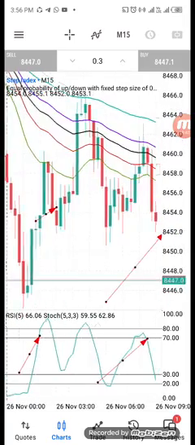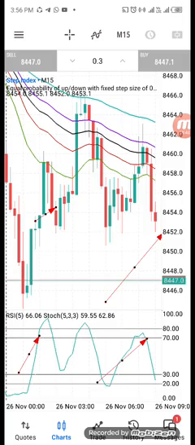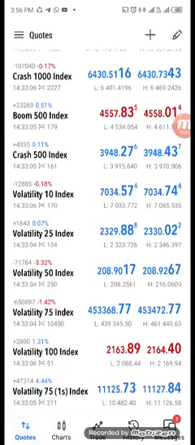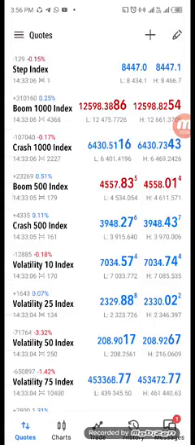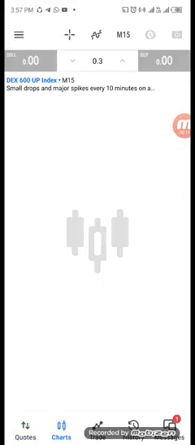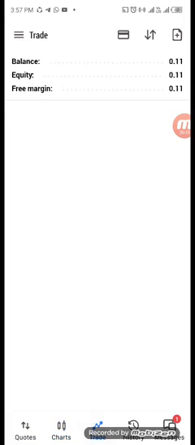So for those people that maybe you want to set up your account with $50, you can even set up your account with $25. But if you want to set up your account with $25, that means you want to trade DEX index, because on DEX index we have a lot size of 0.01. Let me open it.